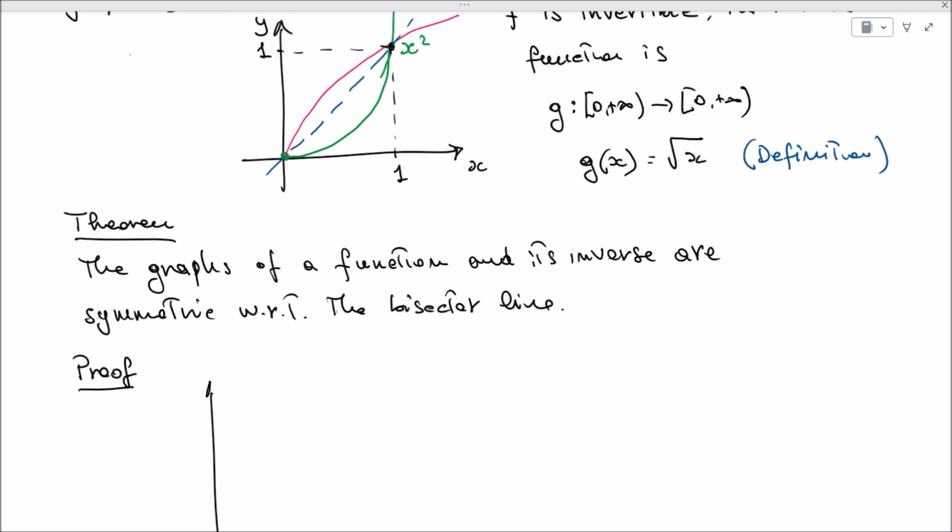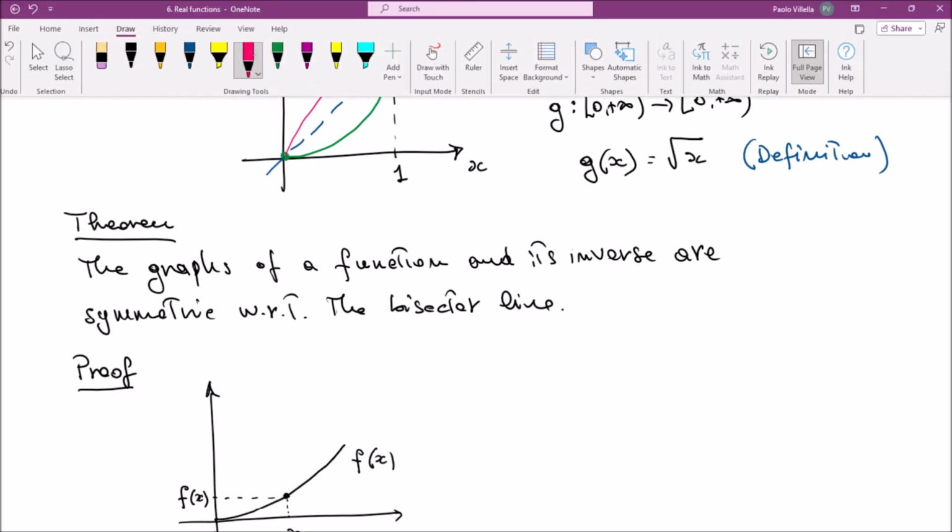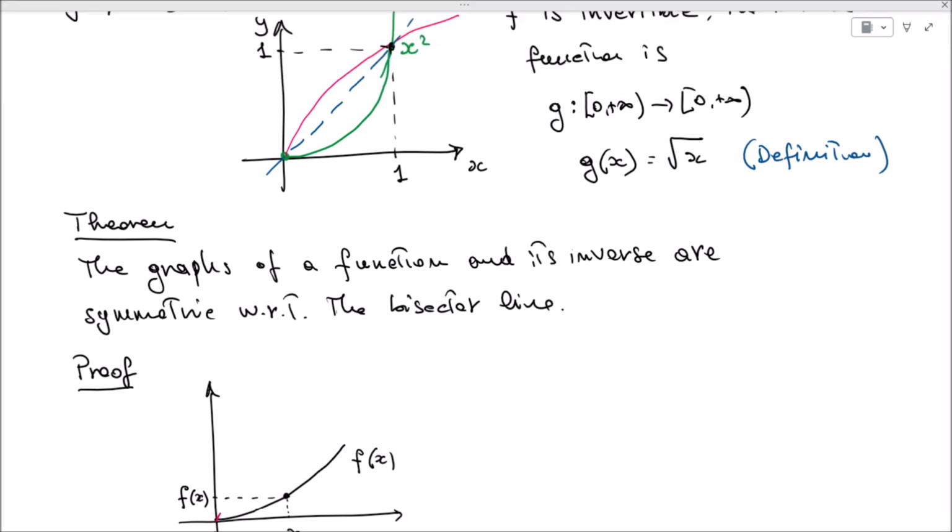Let's say that we have a function that has a graph like this. So this is f of x, and we pick any point x. Of course, these will be the two coordinates of this point. Now let's pick the graph of f to the minus 1, f to the minus 1 of x.